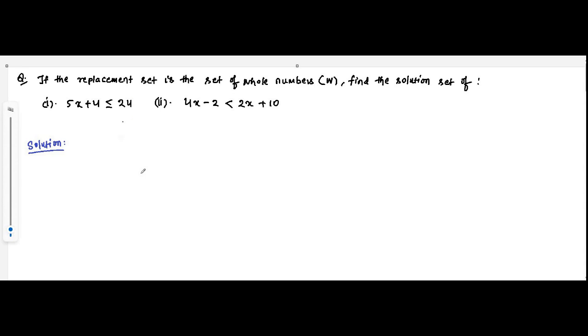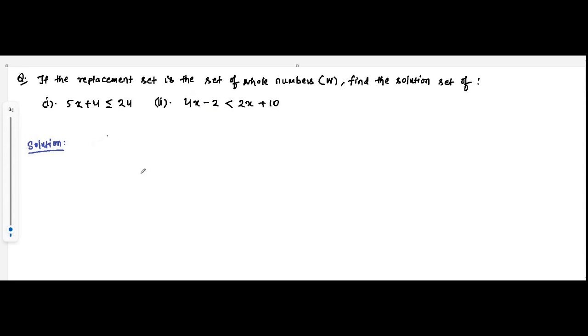So here is another question on linear inequations in one variable. It is given, if the replacement set is the set of whole numbers, find the solution set of these two linear inequations in one variable. First one, 5x plus 4 is lesser than or equal to 24. Second one, 4x minus 2 is lesser than 2x plus 10.